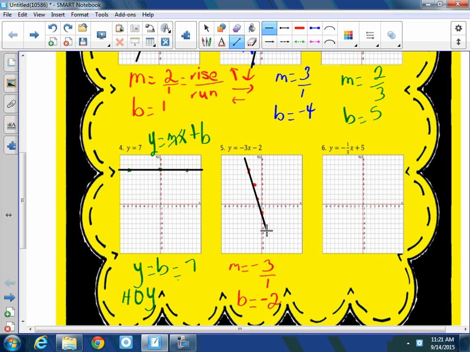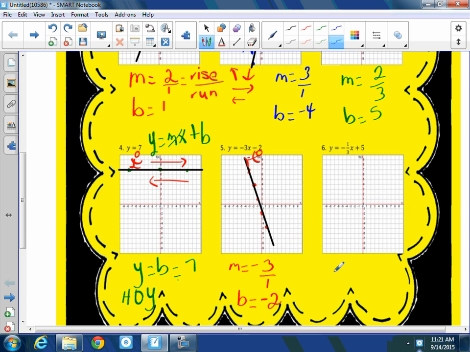I usually connect them with a ruler, so if you have a ruler at home, go for it. Now, over here, I forgot to draw Jimmy. Jimmy's not going up and down, he's just running right or left. That's why that has a slope of 0. Now, over here, Jimmy is almost falling off the cliff, so he's definitely going down.